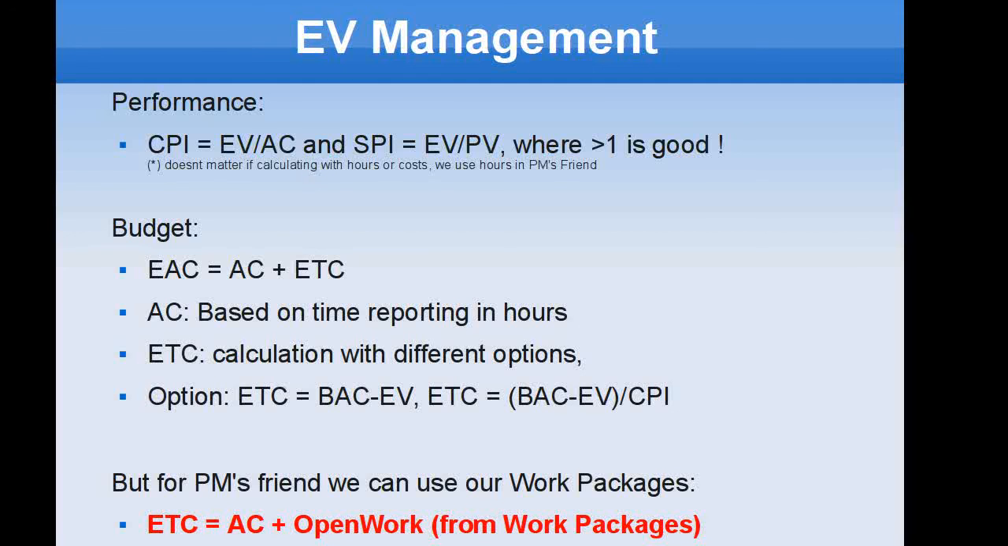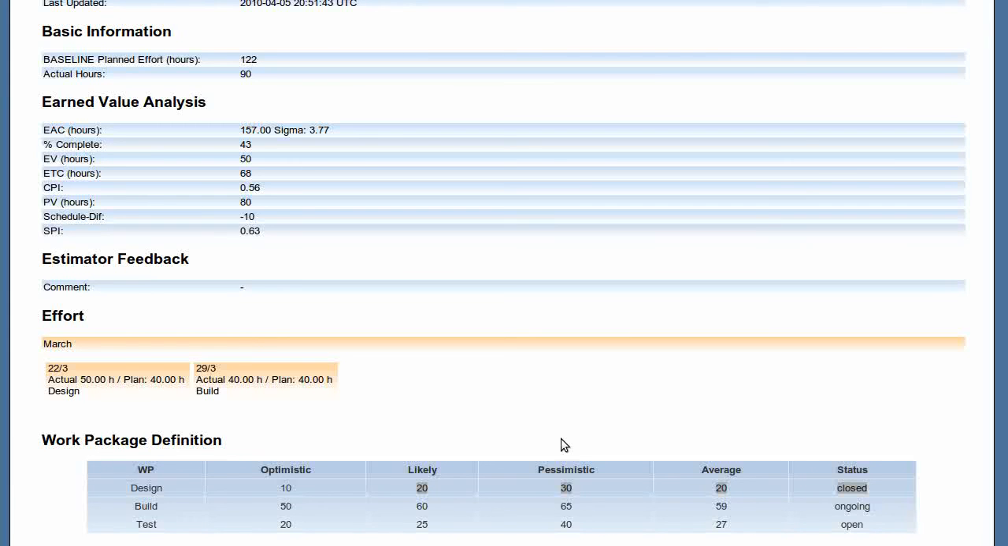So let's have a look back now at our software. Okay, back to PM's friend. We can see the earned value is 50 hours and how it's calculated. It's based on the work packages. I have closed the work package design, so I have an earned value of 20. I'm ongoing in work package build, so I'm halfway through, so I have an earned value of 60 divided by 2, 30, so I have an earned value of 50.